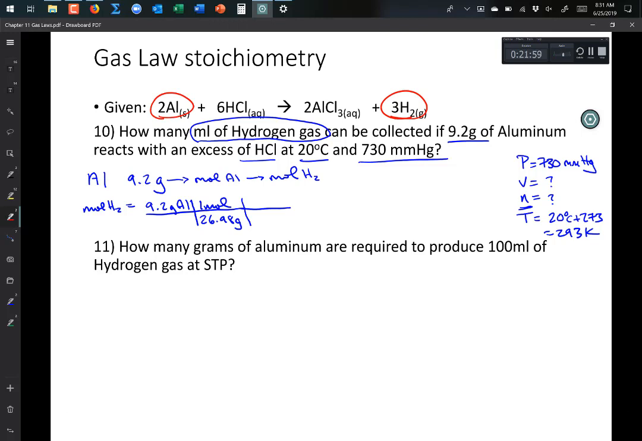Or aluminium. Sorry. So 3 moles of hydrogen for every, and this is Al here, sorry, I forgot it. Every 2 moles. So plug it in and let's calculate. So 9.2 divided by 26.98 times 3 divided by 2. 0.512 moles.